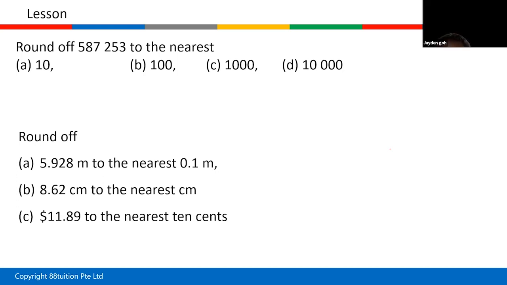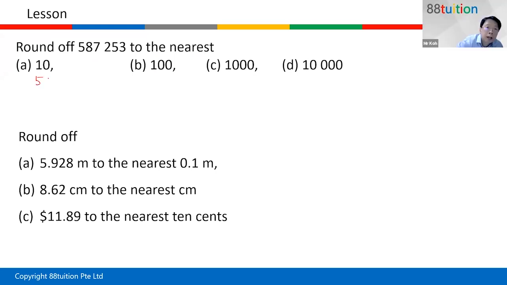All right, for instance, rounding off like this, you shouldn't have an issue, right? Yeah, no issue. Okay, so let's say, for instance, A, B, C, D. Mr. Go asks you to tell me what is the answer for A. If you are supposed to round off 587,253 to the nearest 10, so what would the answer be? 587,250. Okay, 587,250.